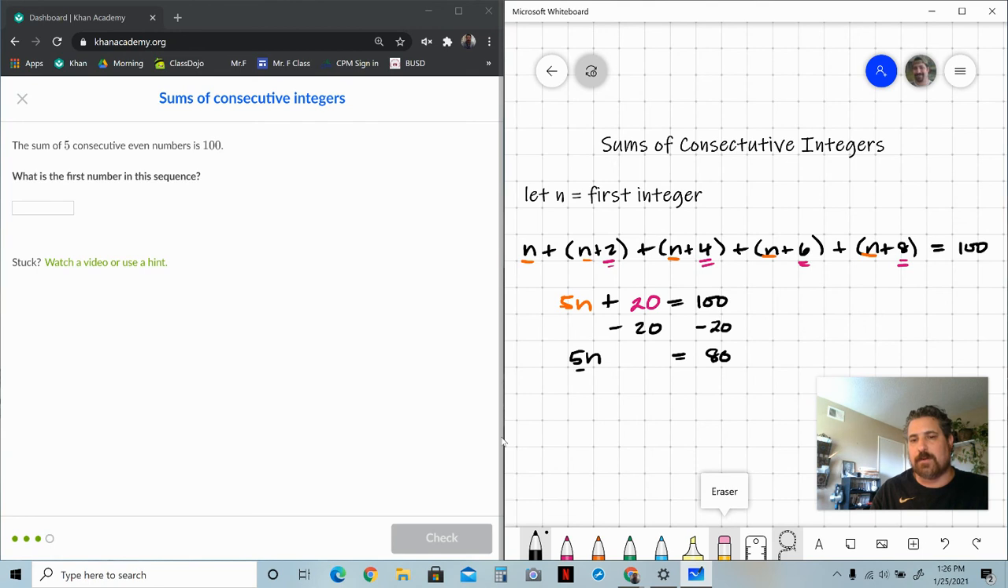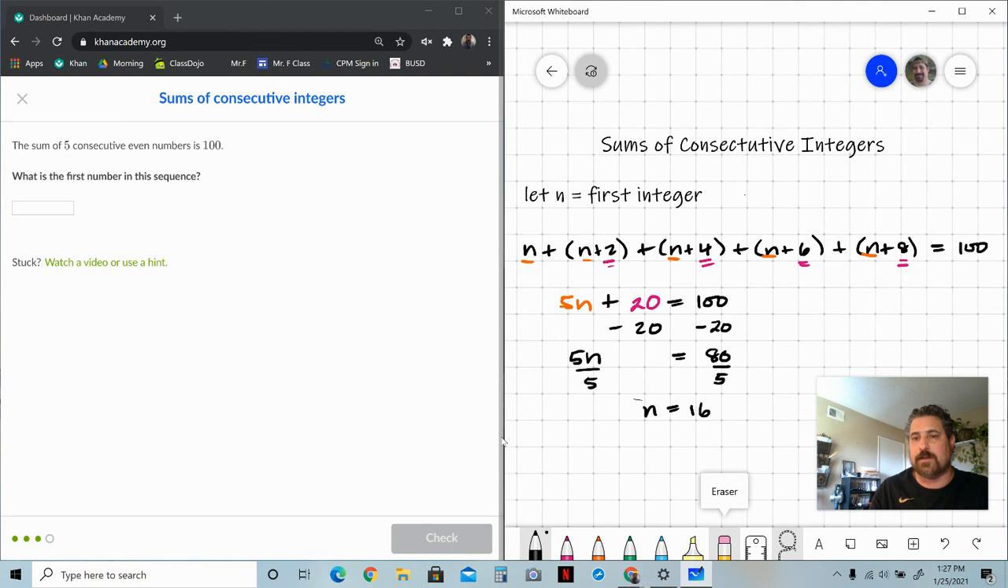How do you undo times by 5? Divide by 5 on both sides. And you can see that n is equal to 80 divided by 5. Now, 5 times 10 is 50. 30 more makes it 6 more 5s. So we're looking at 10 plus 6, or 16. So 80 divided by 5 is 16. And so we know the first value is going to be 16, and it's consecutive even integers.